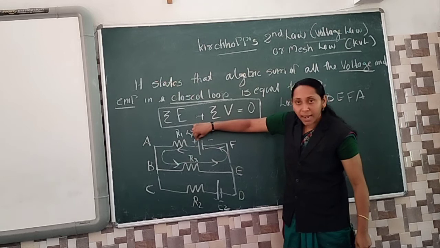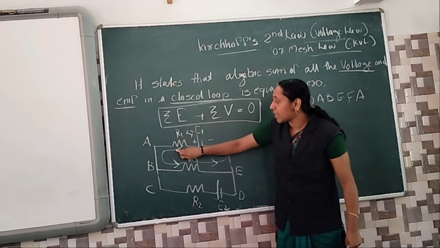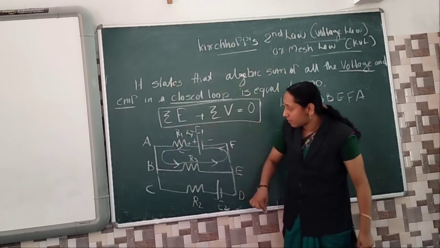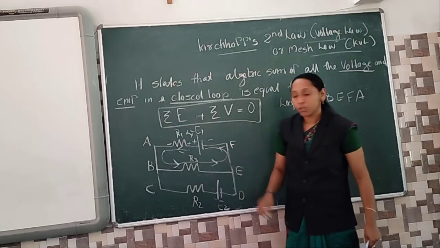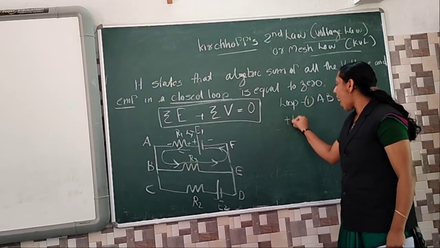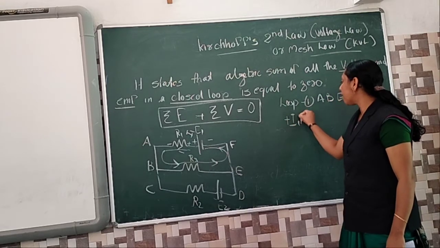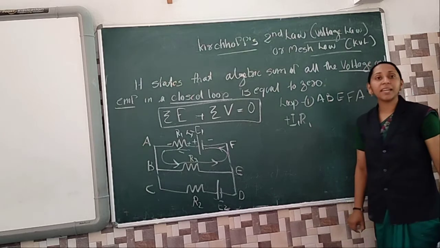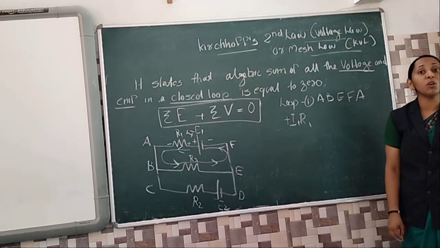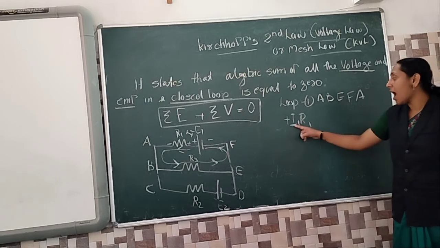So the current I1 comes from the cell, first touching R1. So we are touching the positive, so the positive of the resistor is this side, the negative is this side. When we enter at the positive, you write positive I1 R1. Why am I writing I1 R1? I want the voltage, depending on Ohm's law, V equal to IR. That's the reason for I1 R1.